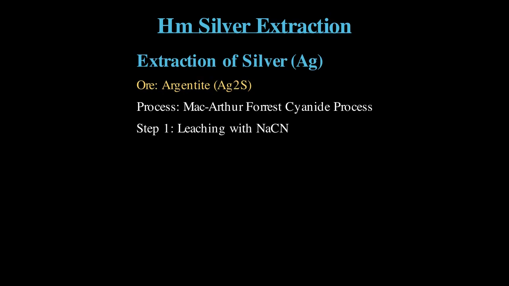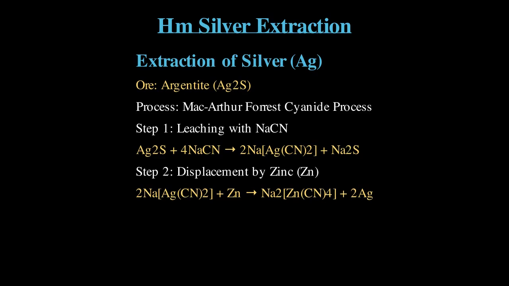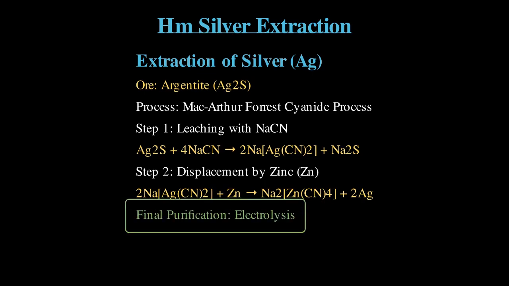In step 1, the concentrated ore is leached with a dilute sodium cyanide solution. The reaction is Ag2S plus 4 NaCN gives 2 NaAg(CN)2 plus Na2S. This forms a soluble complex. In step 2, we perform displacement by zinc. We add zinc scraps to the solution, and the reaction is 2 NaAg(CN)2 plus Zn gives Na2Zn(CN)4 plus 2 Ag. This precipitates the silver. This crude silver is then purified by electrolysis.